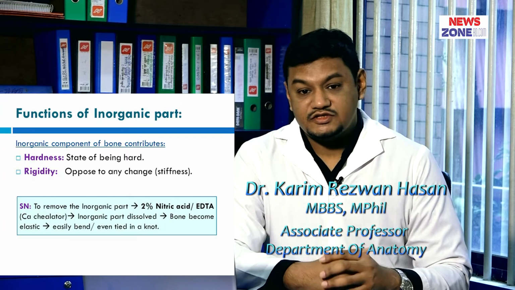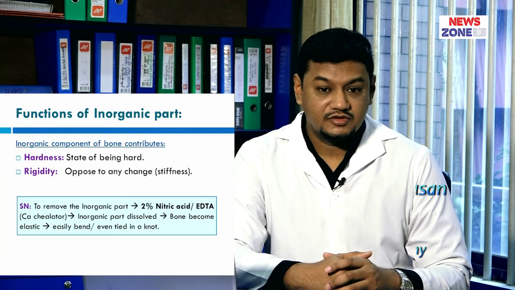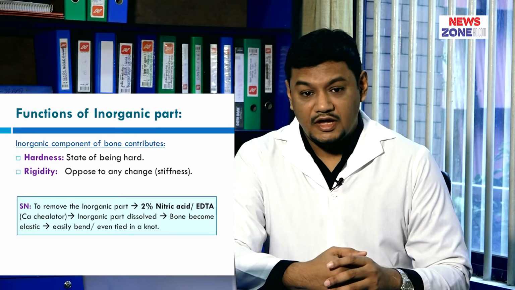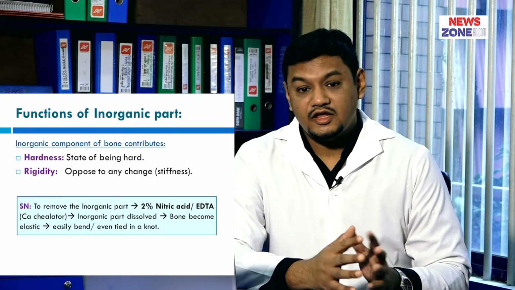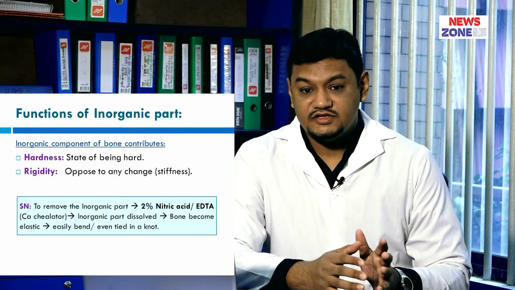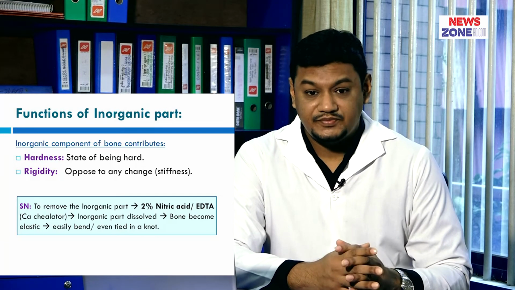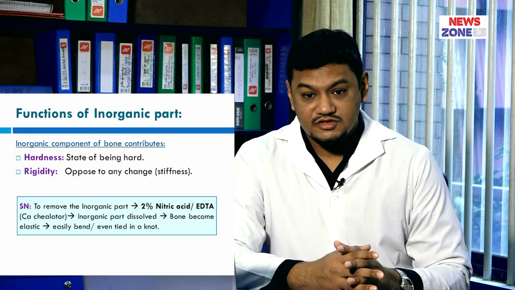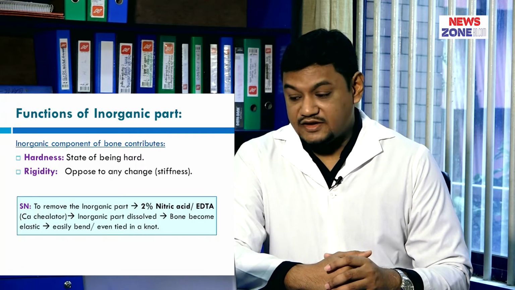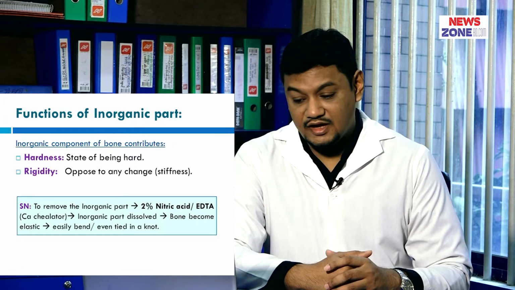Now, an interesting question is, if your teacher asks you how you can remove the inorganic part, what you need to do? As we can see, the inorganic part is mainly formed by different kinds of salts, so it is very easy to remove it by using acid. What type of acid can we use? From the slide you can see we can use 2% nitric acid or EDTA.